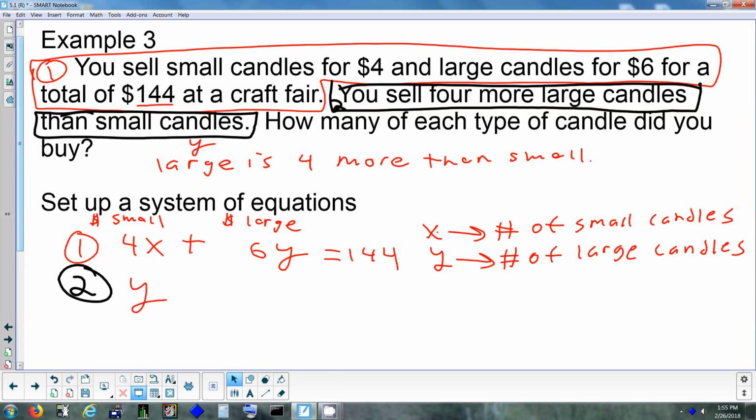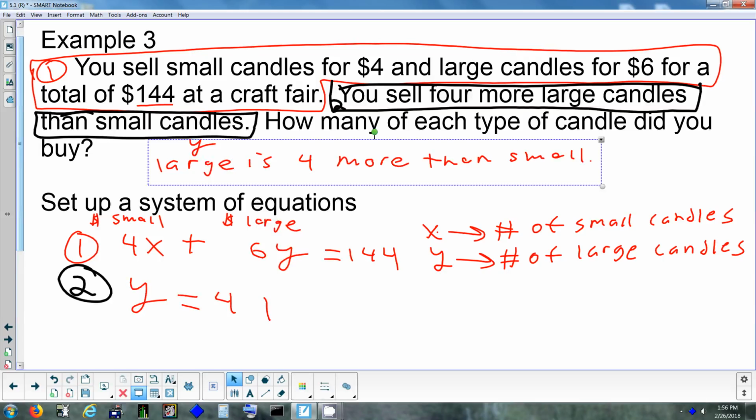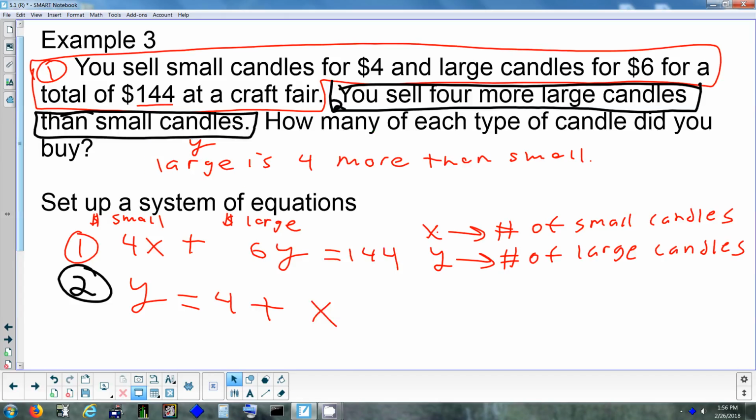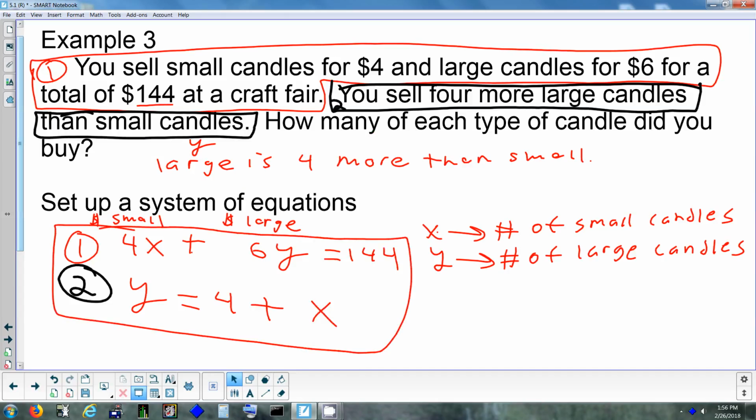What operation in math means more, or increase? Plus. Large is 4 more than small. So if you sold 1 small, 1 plus 4 would give you 5 large. Now together with these two equations, there is only one answer to that problem. But we're not going to do the answer, guys. We'll come back to this tomorrow.